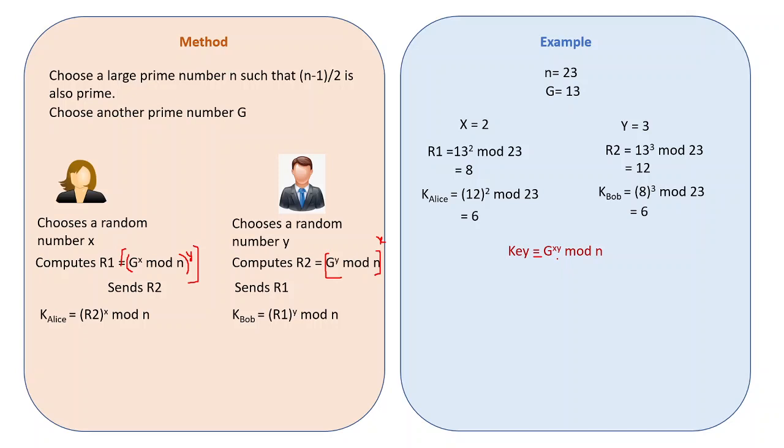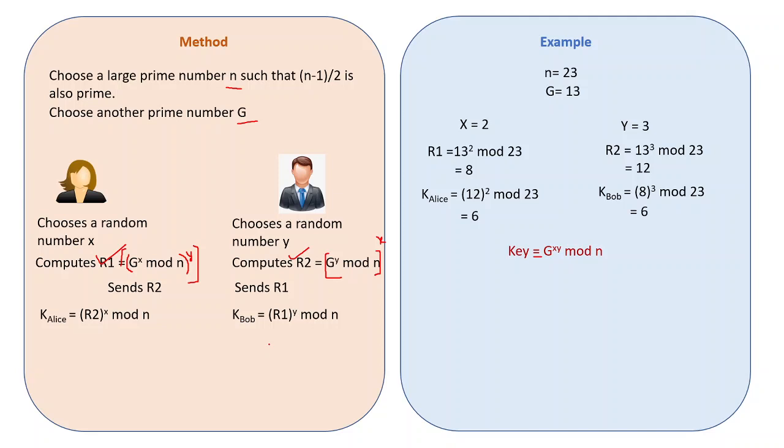So now the question is, how secure is Diffie Hellman? Say the network is compromised and a hacker manages to steal the values of n, g, R1 and R2. So he needs to find correctly the values of x and y to calculate and verify the key.